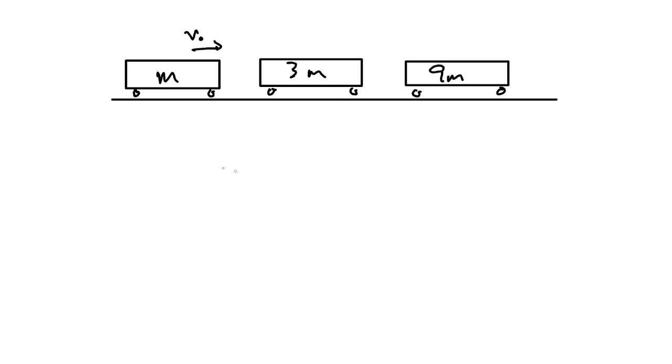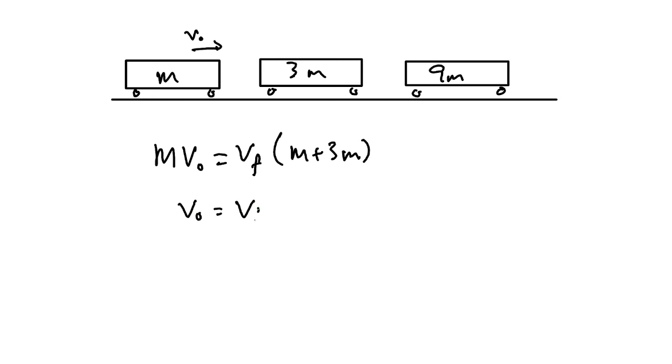So let's think about the first cart. So remember that M, so I'm just going to substitute these. It's supposed to be m1 v1 and so on. So this is going to be M v naught equal to our final velocity times M plus 3M, right? Which means that v naught is equal to vf times 4M, so the M's can cross out. That means that v naught is going to be 4 times our final velocity of this, which means that our final velocity is going to be 1 over 4 of v naught, right?